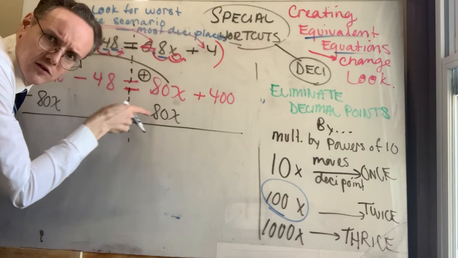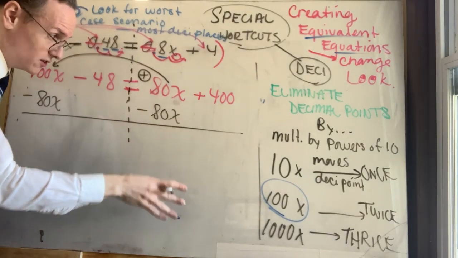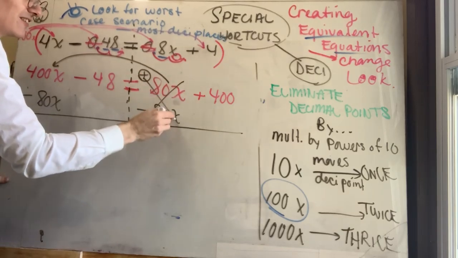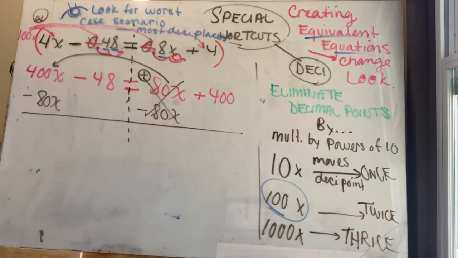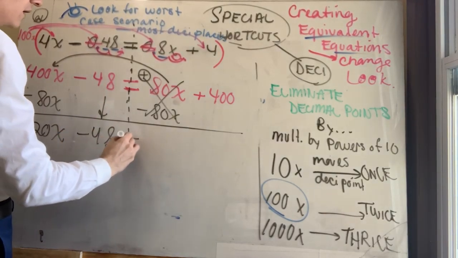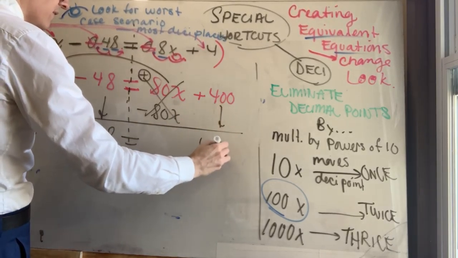Right? Something minus itself. Even if I don't know what it is, it's mysterious right now, it doesn't matter. By sheer logic alone, something minus itself cancels out of existence. Right. The unknown thing minus itself is going to be zero. 400 minus 80, you'd end up with 320x. This is sitting here. This is sitting here.